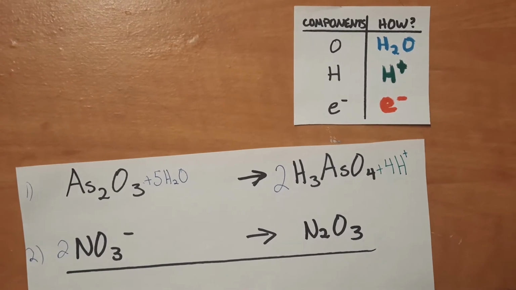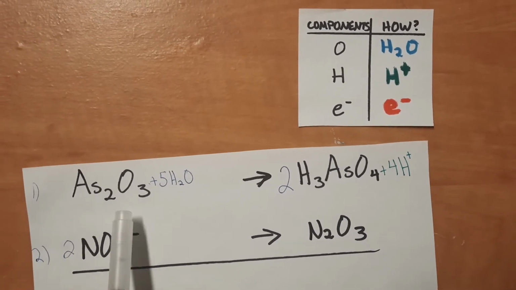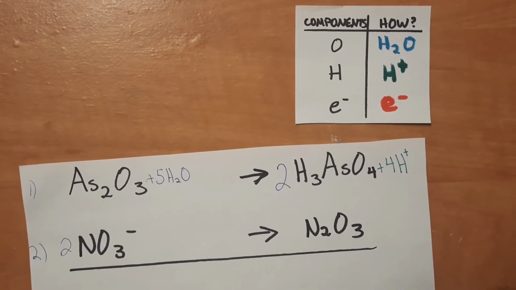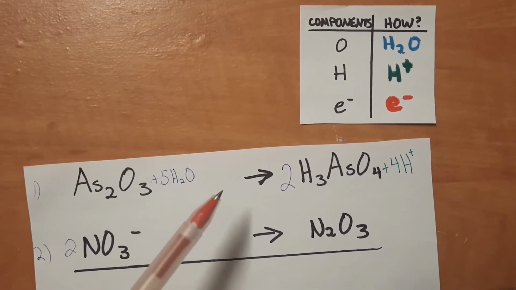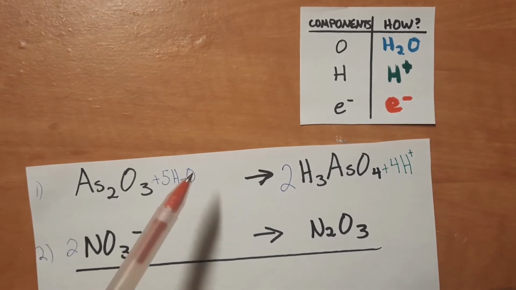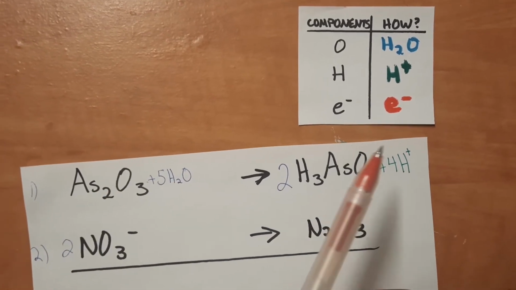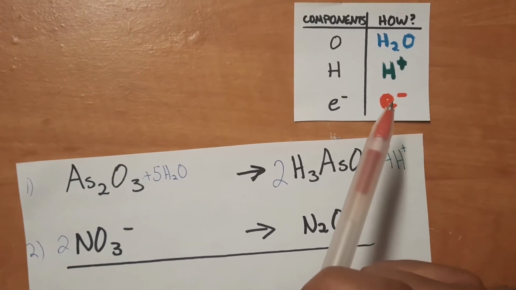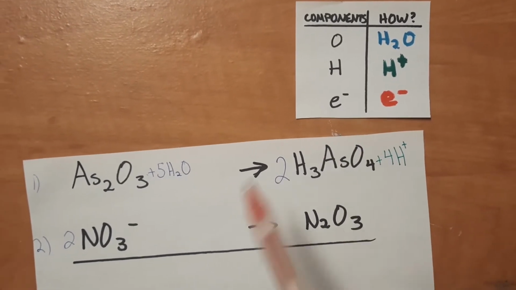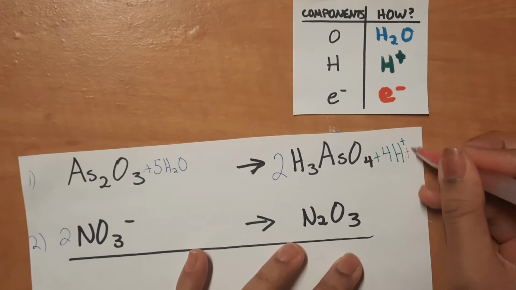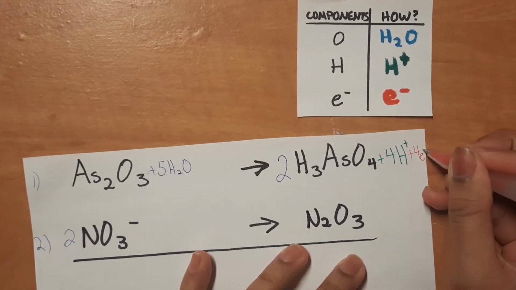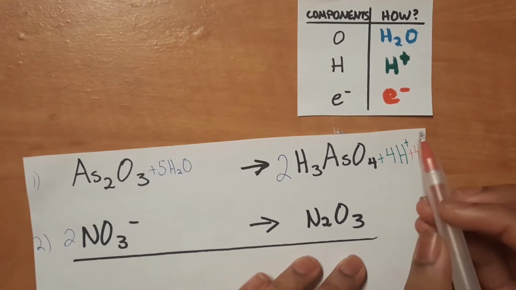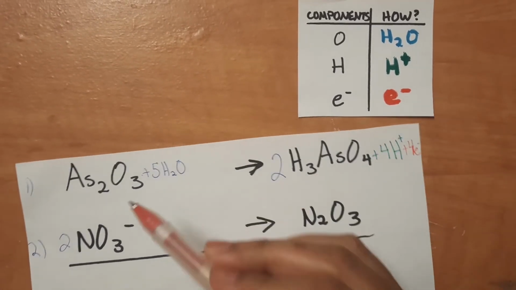Okay, and now we're done with the oxygens and hydrogens, so we'll look back to our charges. The reactant side has a charge of 0. There's no ions. Here we have a charge of plus 4. So we're adding electrons to the more positive side, which is the product side in this example. So we'll add 4 electrons, right? 4 electrons. So that makes our charge 0 and 0.